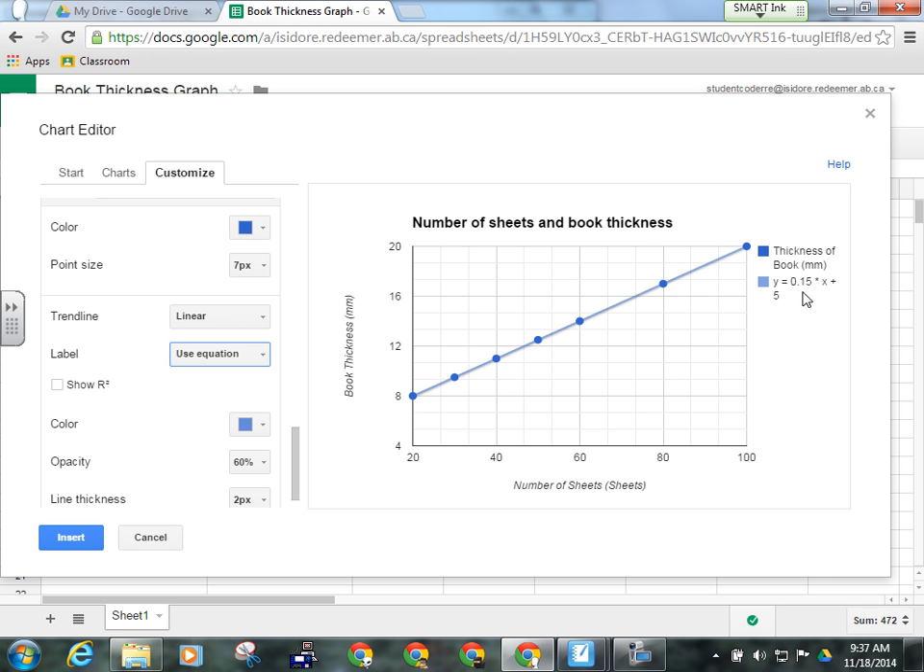So when you click on that, notice that over here now, you see your equation. Y equals 0.15 times x plus 5. All right, so they're telling us the slope of this line is 0.15 millimeters is the thickness of how many sheets?